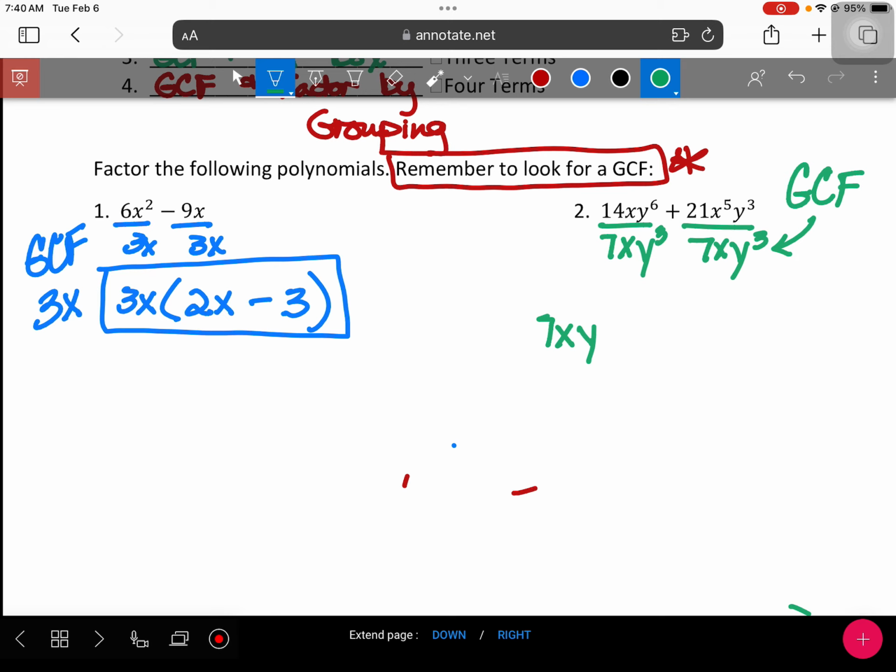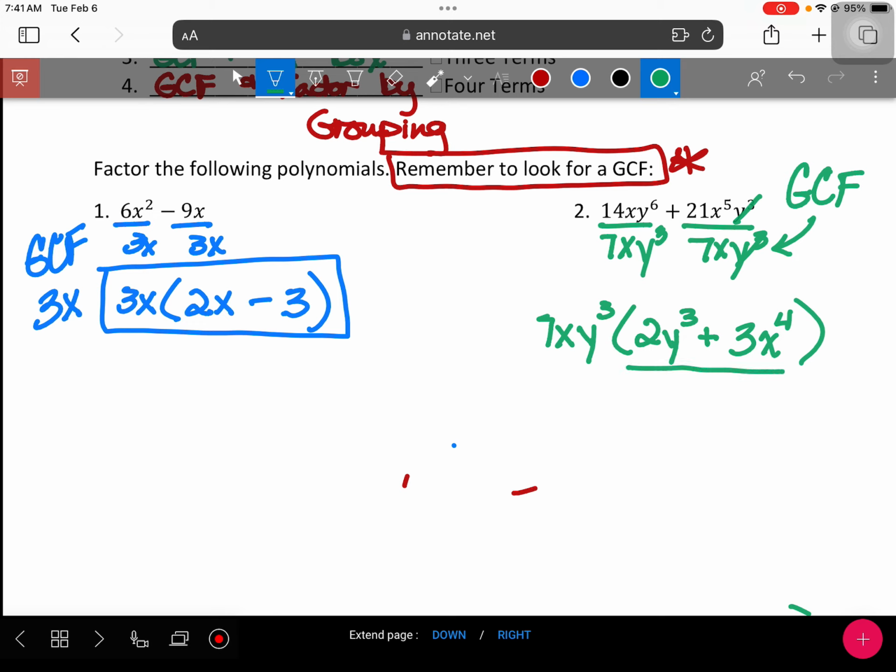So 7x, y to the 3rd. 14 divided by 7 is 2. X divided by x is 1. So 2 times 1 is 2. Y to the 6th divided by y to the 3rd is y to the 3rd. Yes, you subtract those exponents. Plus 21 divided by 7 is 3. X to the 5th divided by x is x to the 4th. And y to the 3rd divided by y to the 3rd simplifies out to be 1, times 1 is just that.